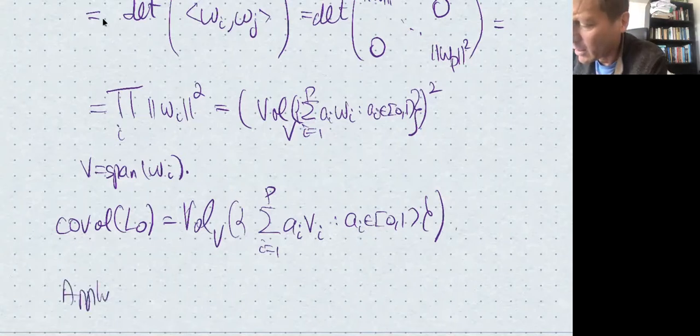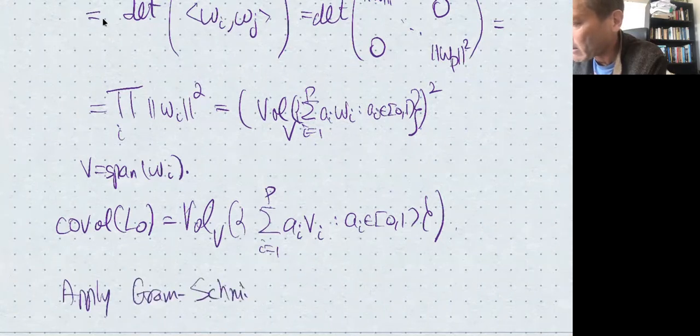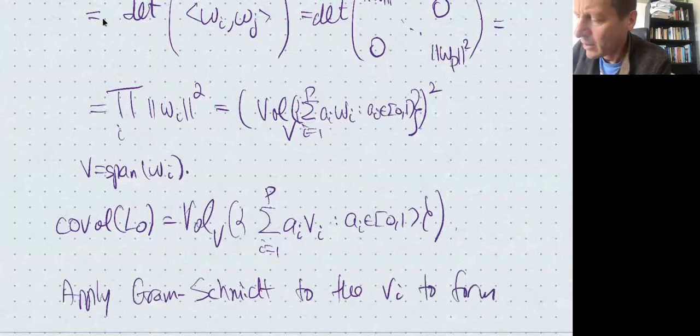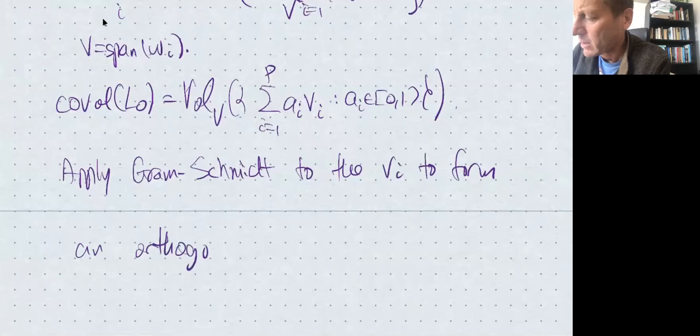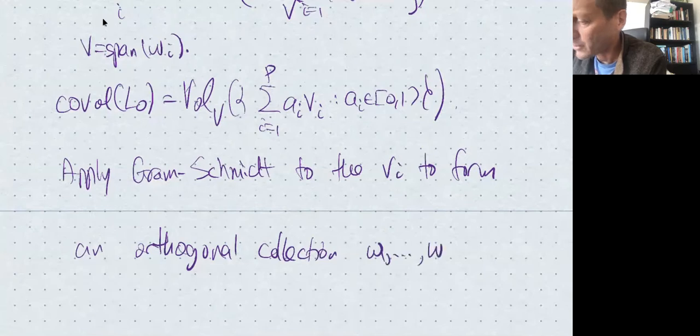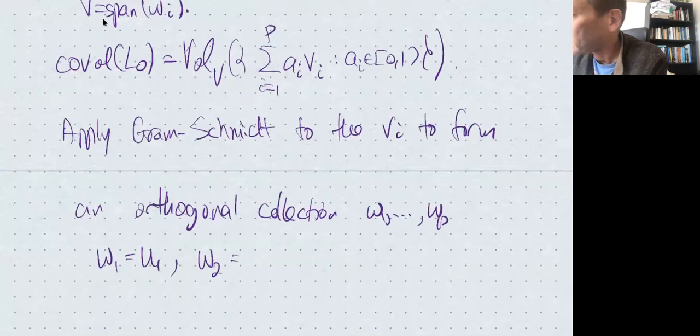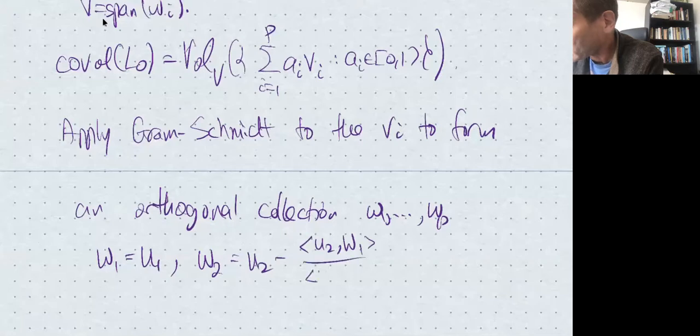So apply Gram-Schmidt to the u_i's to form an orthogonal collection w_1 to w_p. w_1 is u_1, w_2 is u_2 minus the inner product of u_2 and w_1 times w_1, etc.